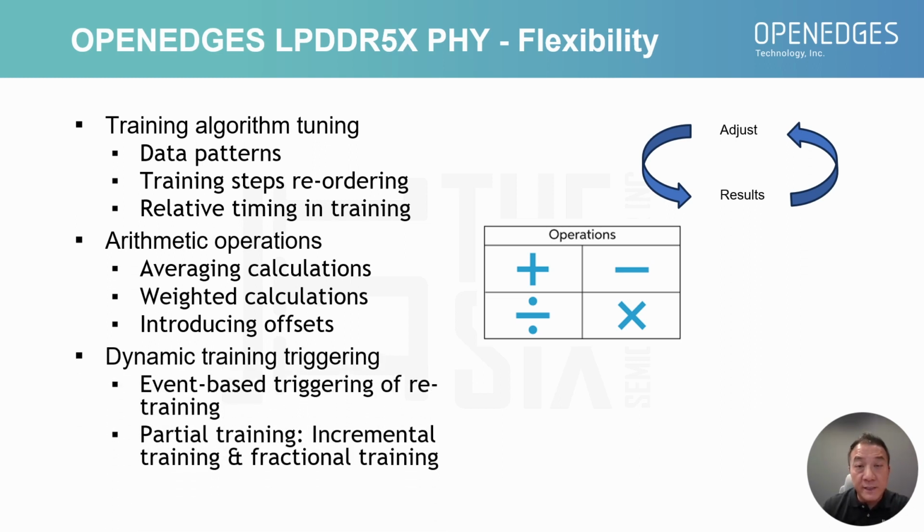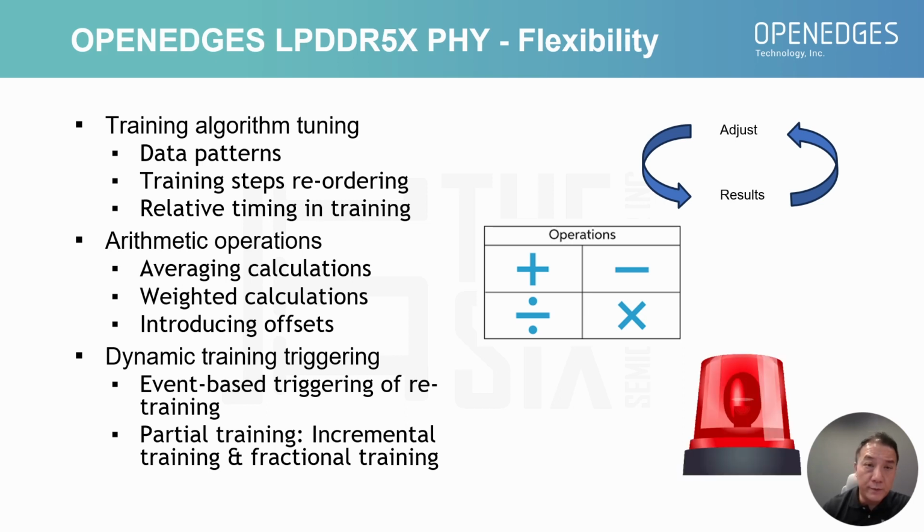Now, training is just a sequence of operations. The control of when to train, how often to train, and dealing with on-demand training requests are the devils in the details. A microcontroller also accommodates these required flexibilities, having various forms of dynamic training triggers. It can be an event-based trigger of retraining, or it can be periodic, performing partial training, either in the form of incremental training and/or fractional training.